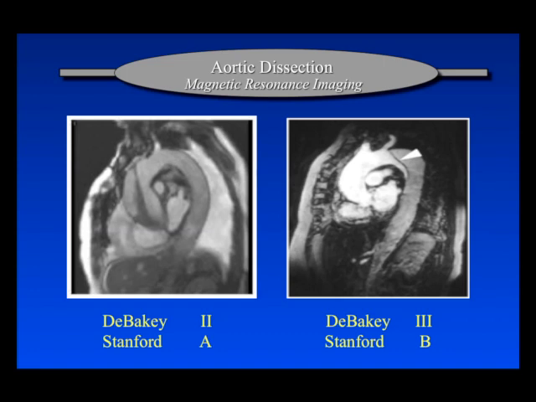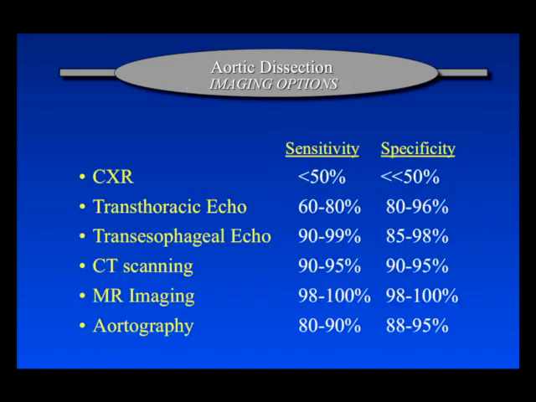Magnetic resonance imaging can also be helpful in more chronic cases. On the left we can see a DeBakey 2 or Stanford type A dissection, and on the right a DeBakey 3 or Stanford type B dissection. Chest X-ray is of very little value in acute aortic dissection as it has very low sensitivity and specificity. Transthoracic echocardiographic imaging can oftentimes identify a dissection, but it doesn't always rule it out.